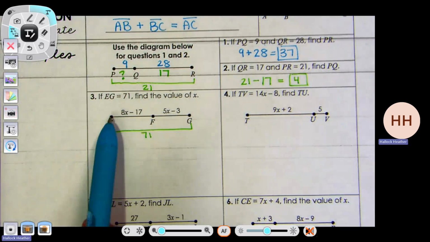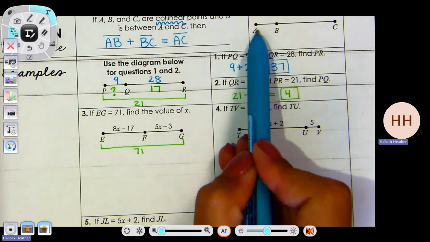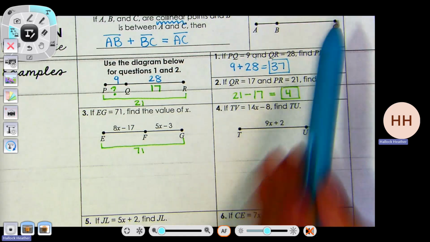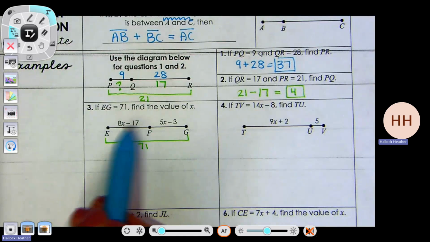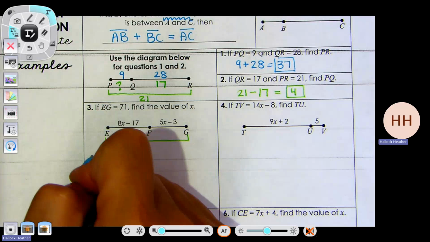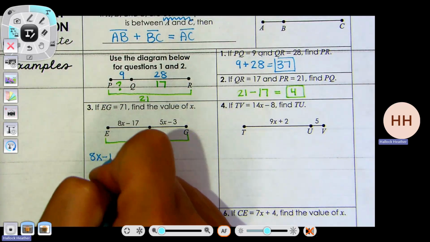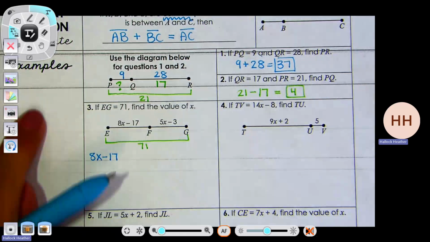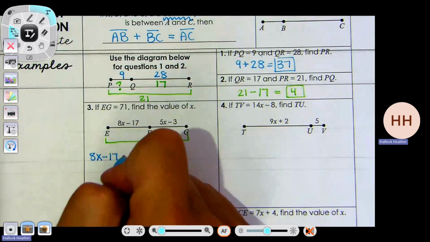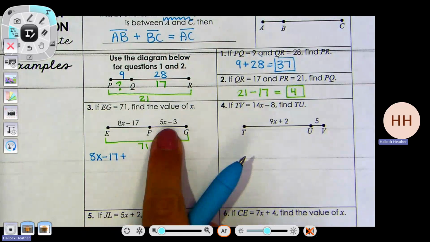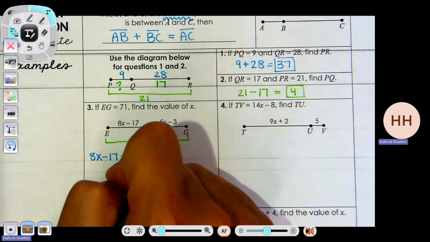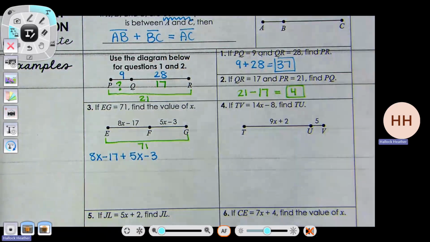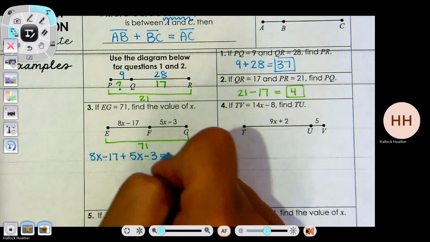Genius. So you're literally doing like we did last time, this thing AB plus BC equals the whole thing. That's what you're doing. So I'm going to take my little piece, which is 8x minus 17. And if you want, write small just because there's not a lot of space. Or if you write big, you can write it in this little example spot because we're not going to use that anyways. Plus the other little piece, which is 5x minus 3. And I know the whole thing is equal to 71.